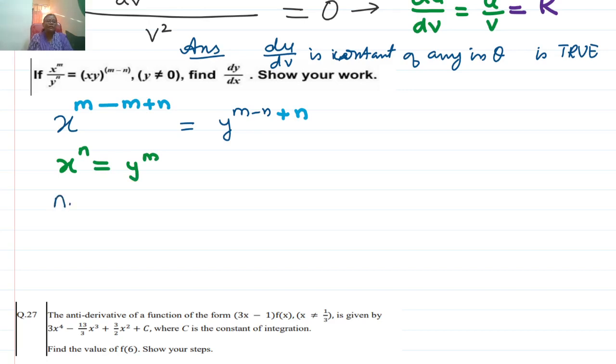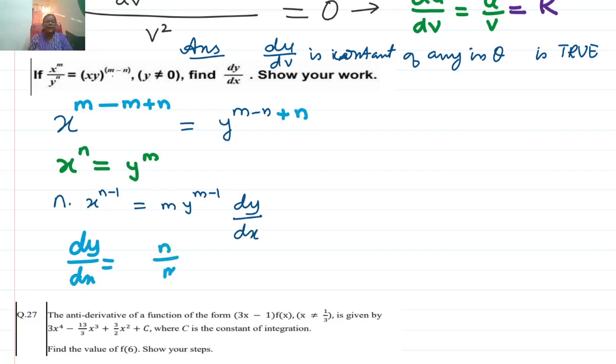What is its derivative? n x to the index n minus 1 is equal to m y to the index m minus 1 dy on dx. Now, the question is find dy on dx. Have the answer. dy on dx is n upon m with x to the index n minus 1 upon y to the index m minus 1. Now, this is the answer. Fine. Do not go further from here.